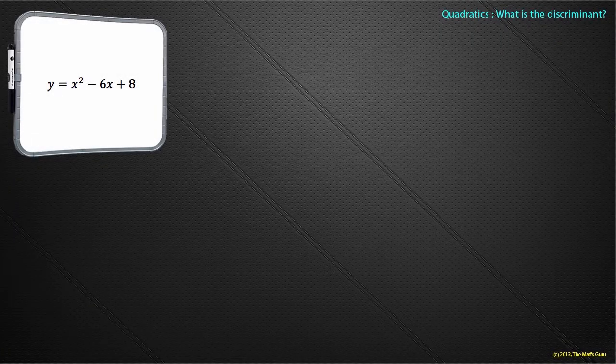So here's question 1. y equals x squared minus 6x plus 8, and all I really want to know is whether it has 1, 2, or no x-intercepts. That's it for this moment in time. How do we do that? We use the general idea that the discriminant is equal to b squared minus 4ac.